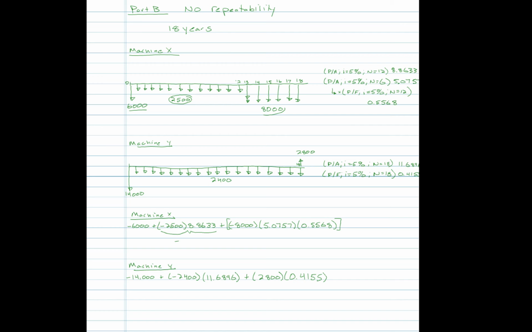This amount is negative 22,158.25, and this amount is negative 22,609.20, so that the sum total of all three amounts combined together is negative 50,767.45.